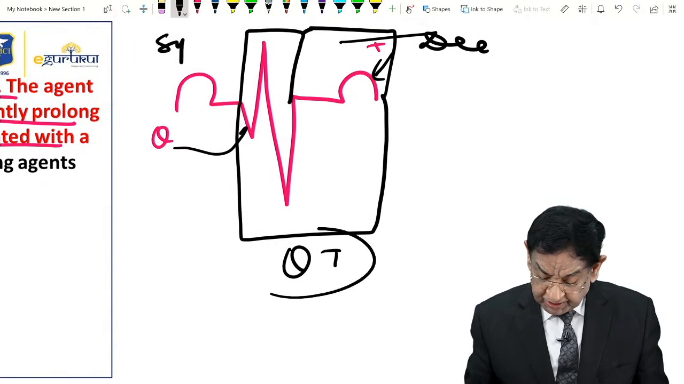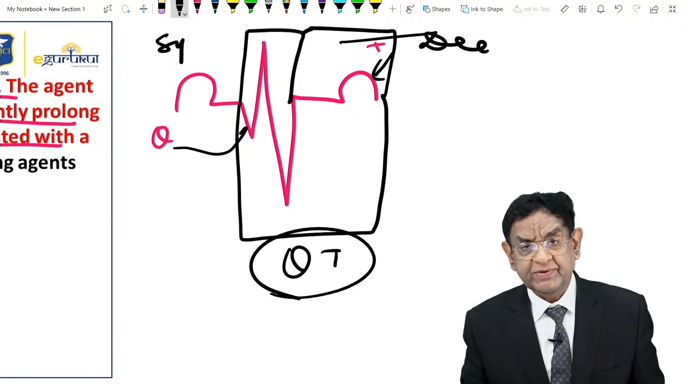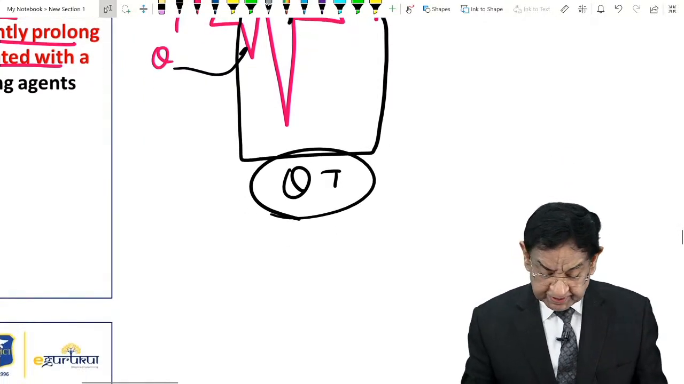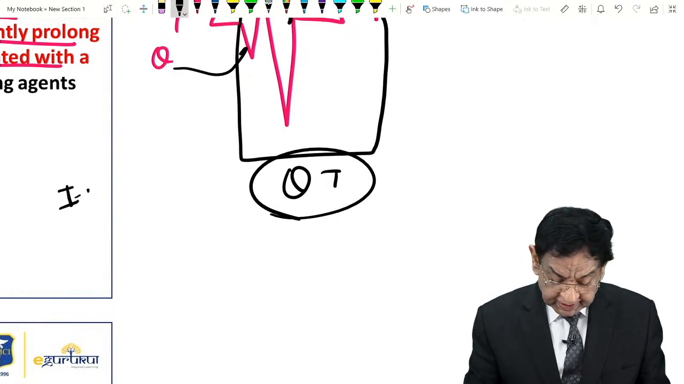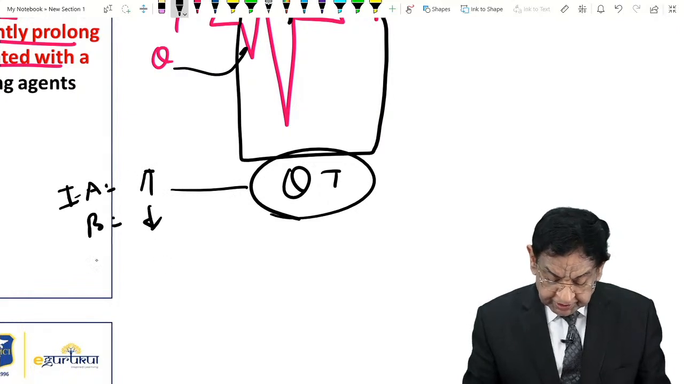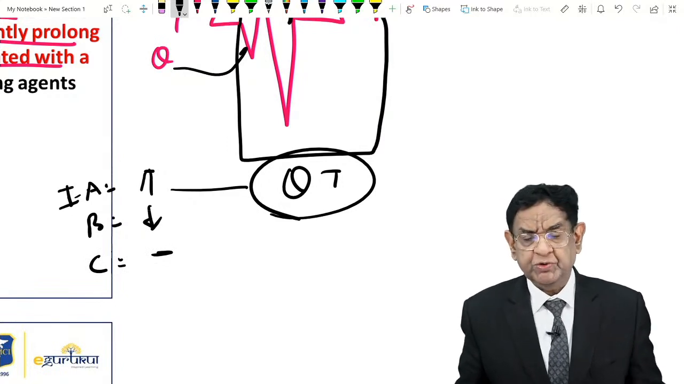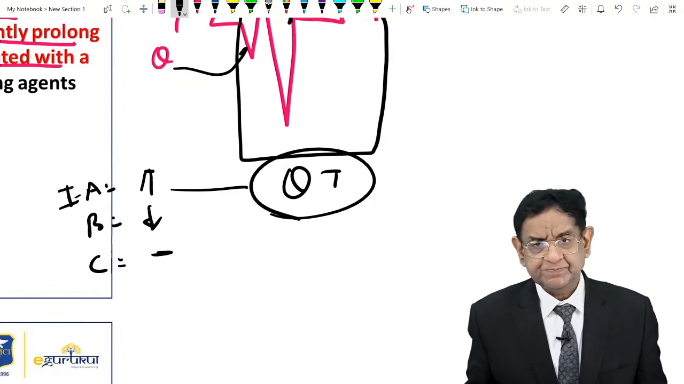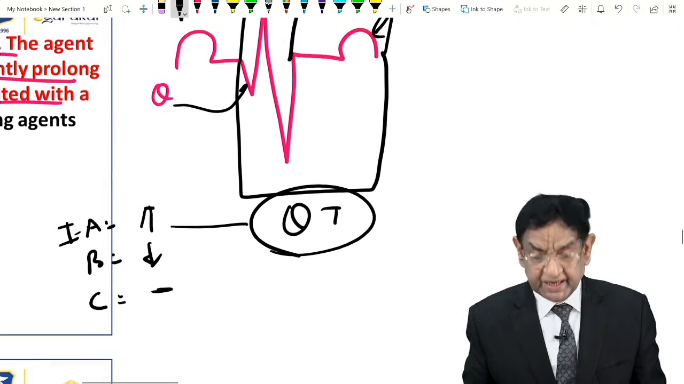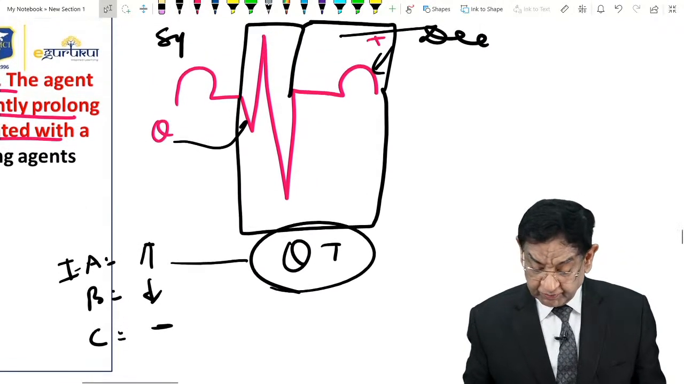And we learned about the QT interval when we talked about class 1A drugs. We know that class 1A drugs cause prolonged QT interval. Class 1B, they reduce QT interval. Class 1C, they have no effect on QT interval. That we studied. Well, now we talk more about the QT interval.